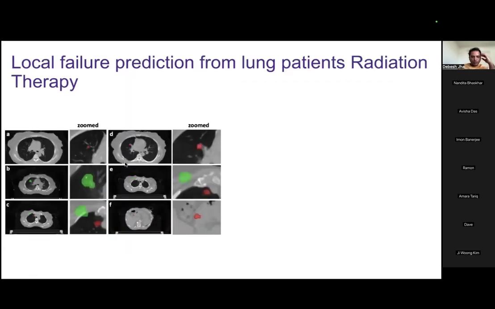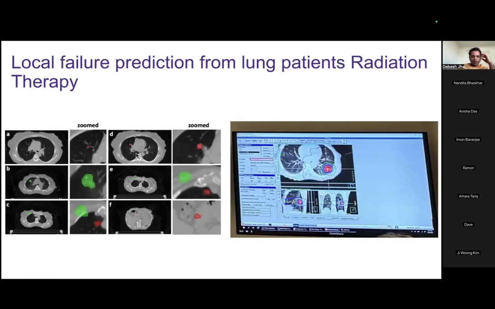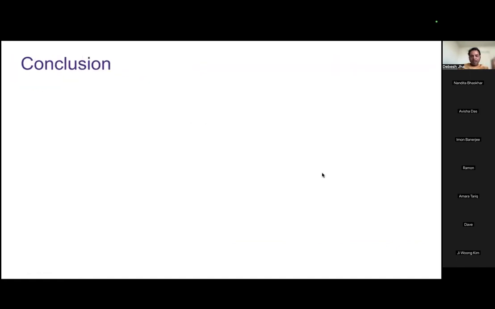The third task we are working on is radiation therapy, where the goal is not only to help in treatment planning. This shows, for example, gross tumor volume, planning tumor volume, etc. And we also want to do local failure analysis.